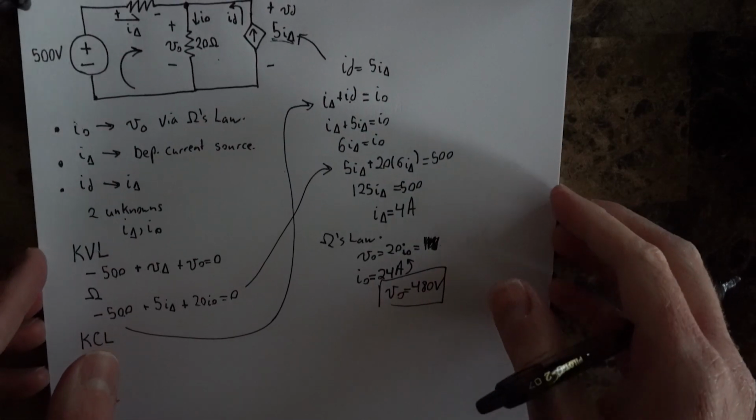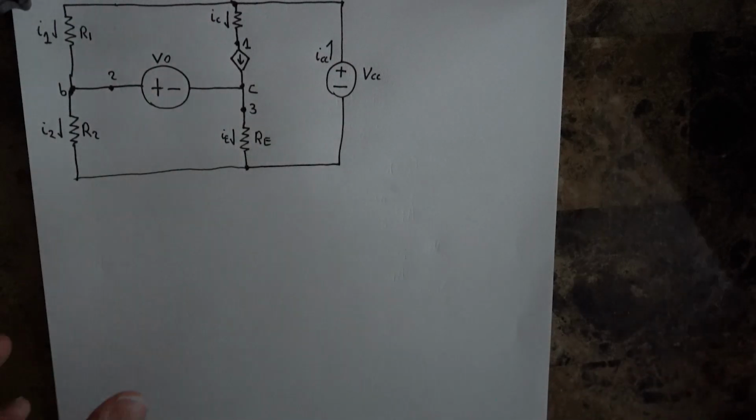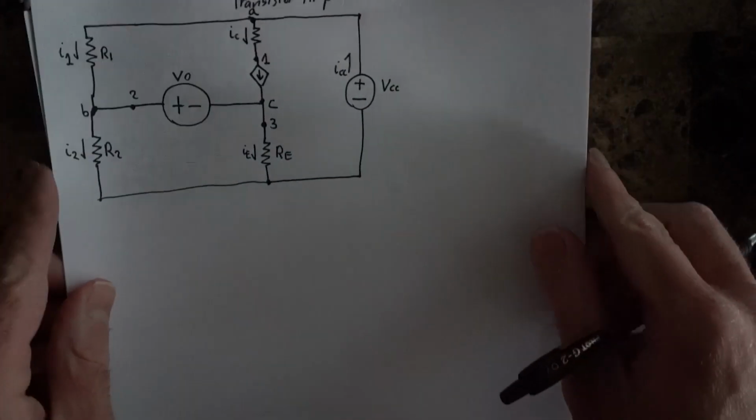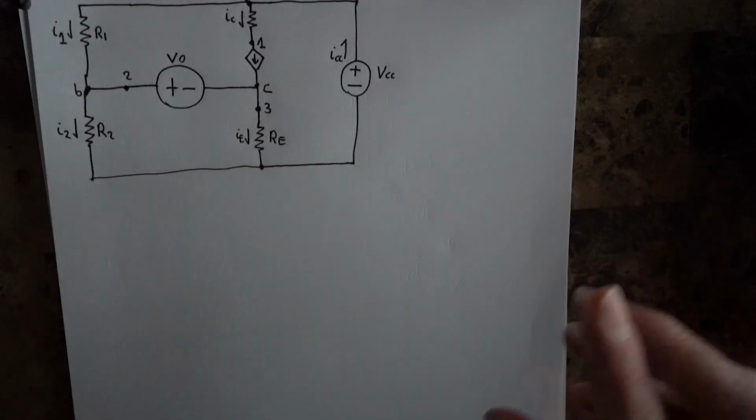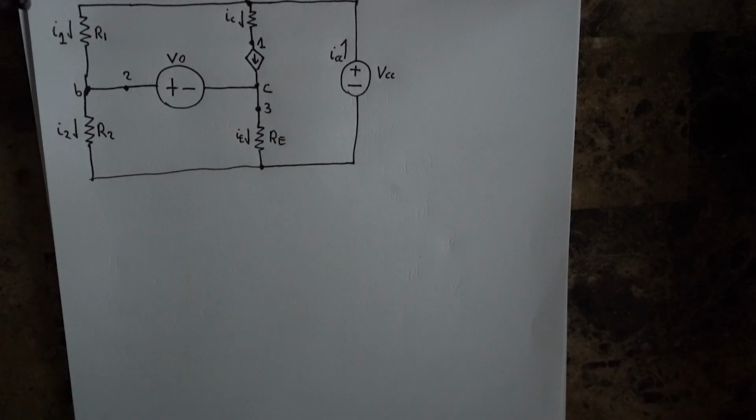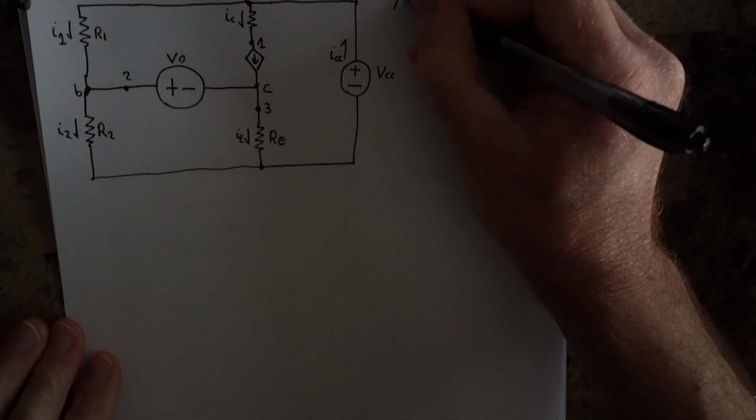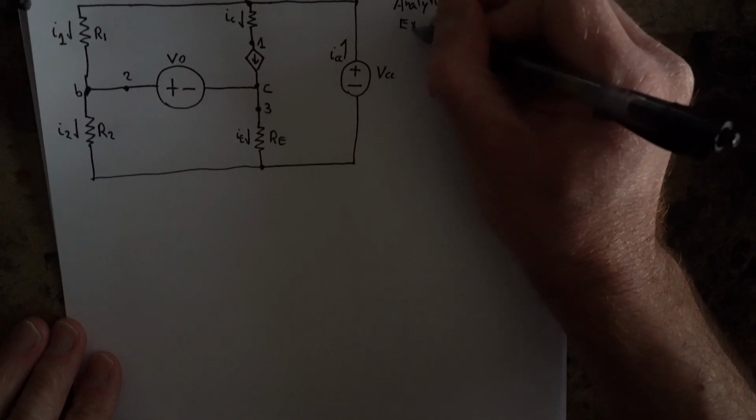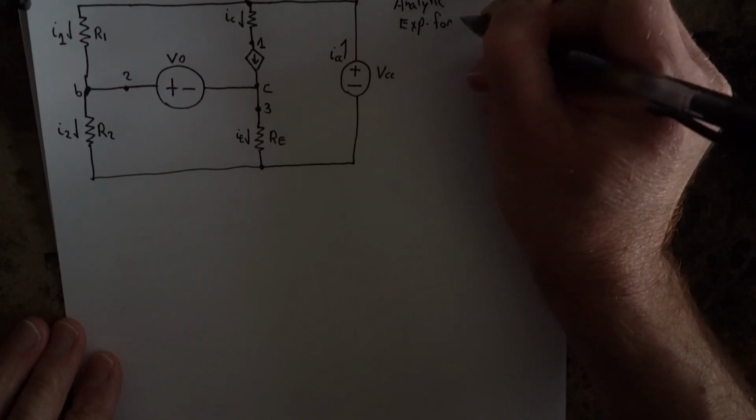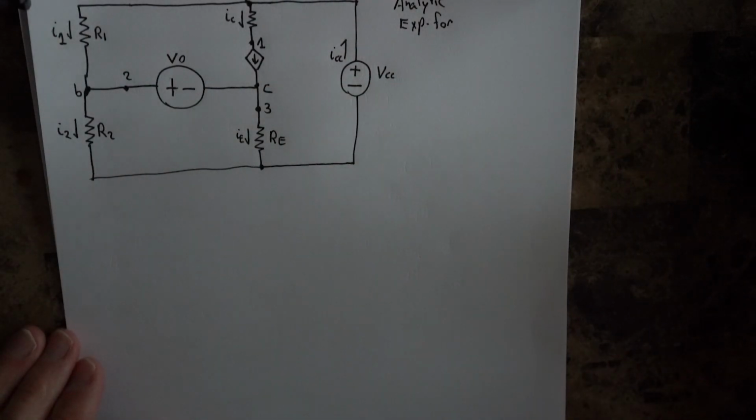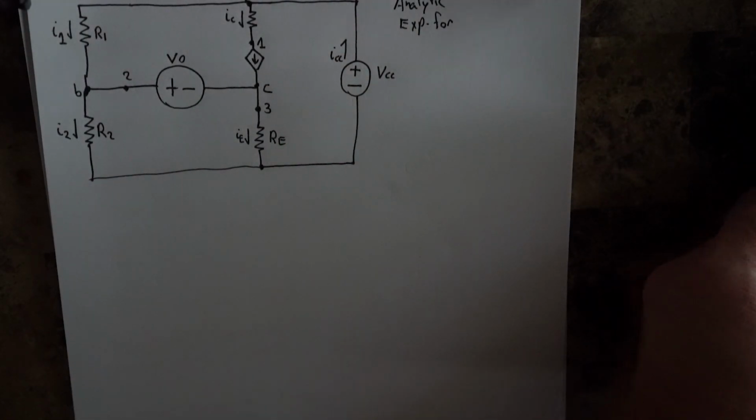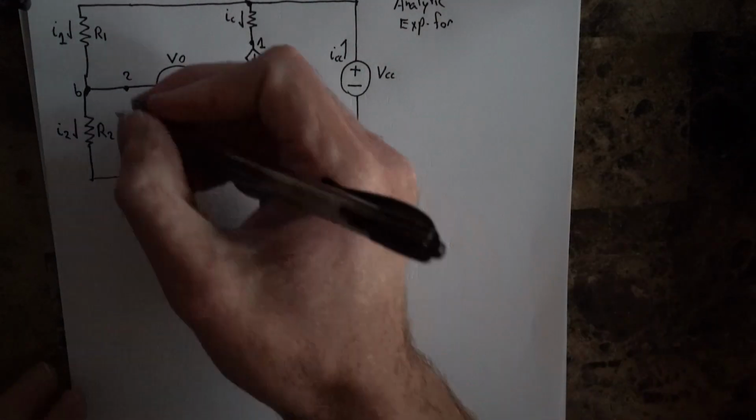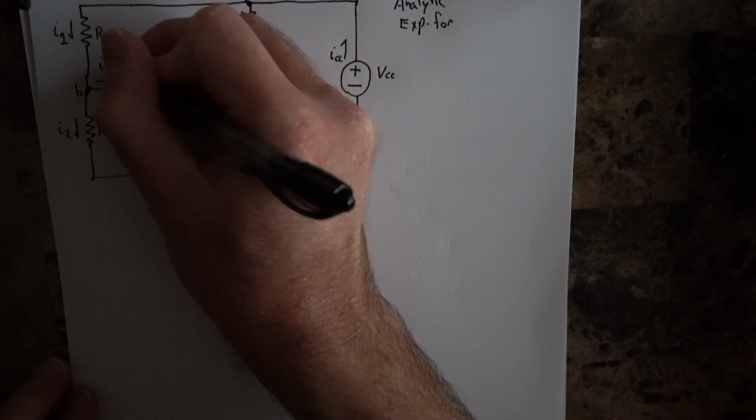All right, now let's move on to our most difficult circuit here. This is a real transistor amplifier circuit that we'll have to solve for. What we want to do is get an analytic expression for IB, which I haven't drawn out yet. So IB again is going to be from this node.